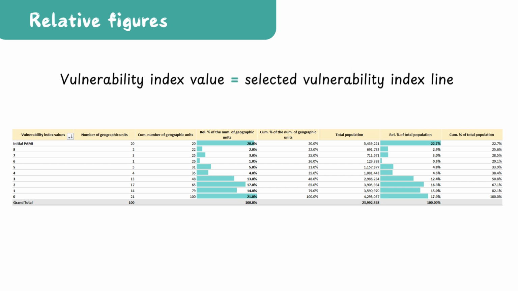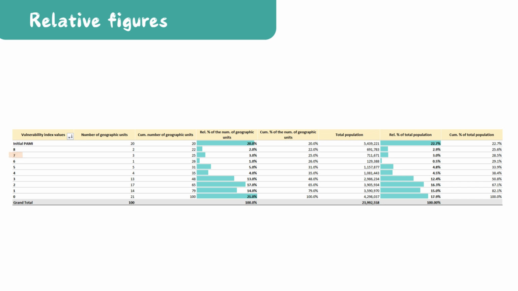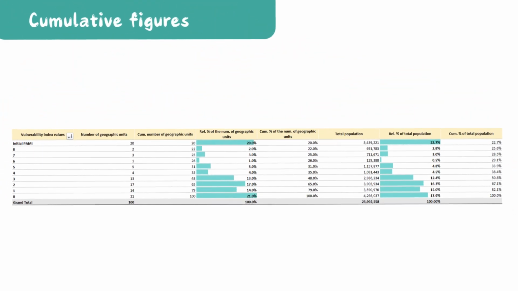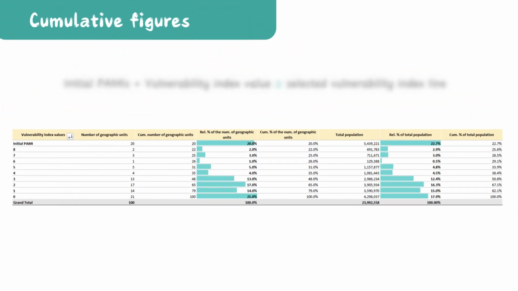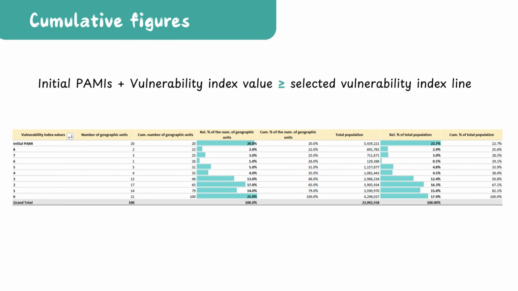Relative numbers and percentages are for the geographic units that have a vulnerability index value equal to the selected table line. For example, looking at geographic units that have a vulnerability index equal to 7, 3 geographic units have a vulnerability index equal to 7, representing 3% of the geographic units of the country. About 700,000 people live in geographic units that have a vulnerability index equal to 7, representing 3% of the country population.